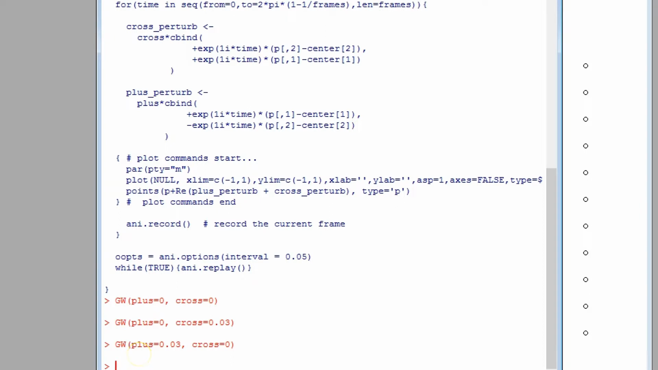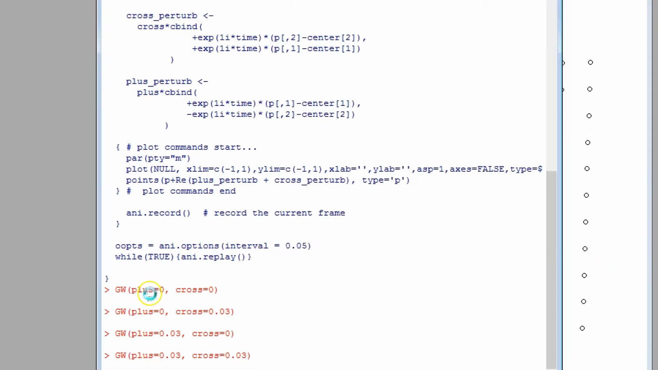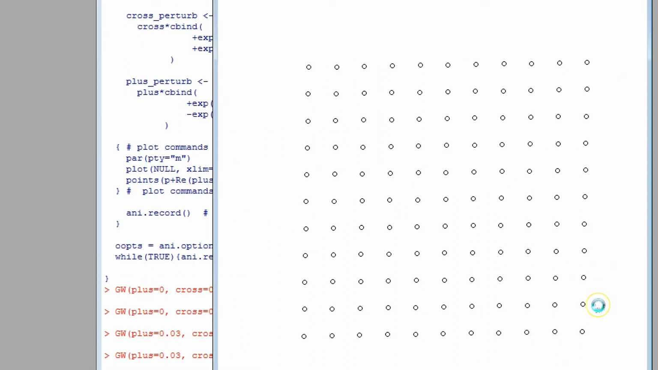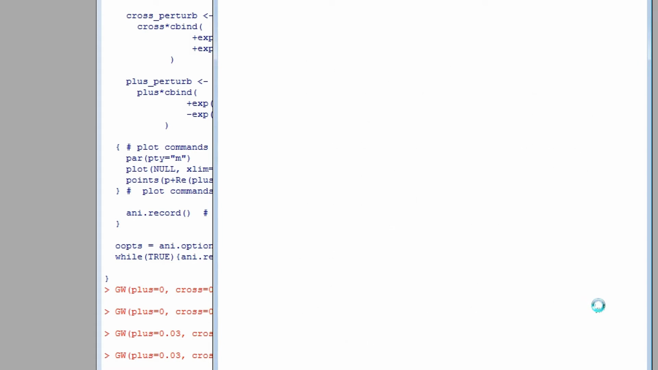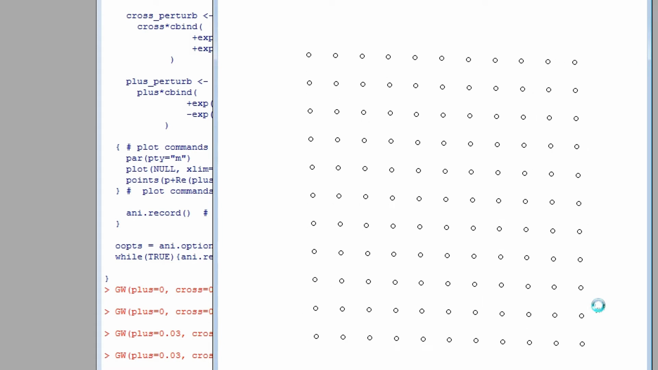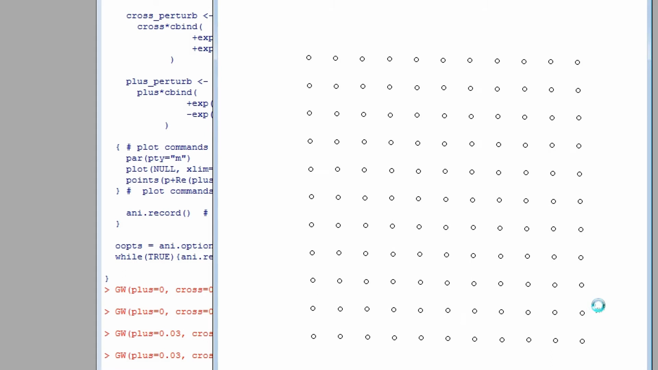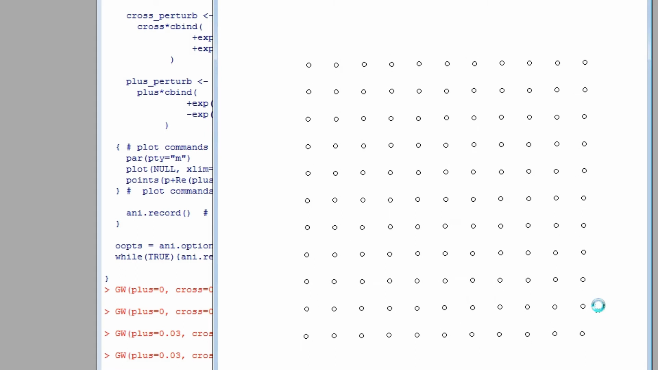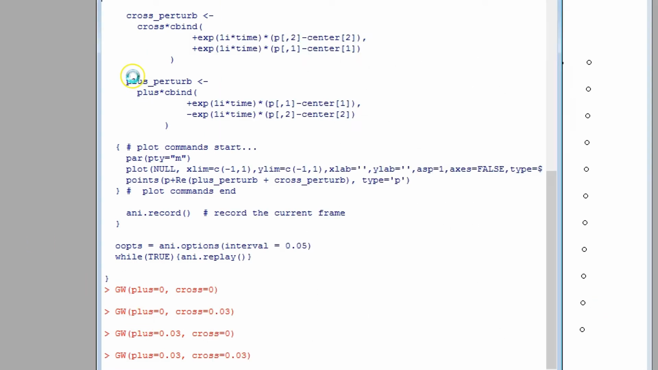And now we can do something. We can add both of these together. We can have two polarizations here, 0.03 and 0.03. Let's have a look at that. And we see something a little bit more, well, it's just a linear superposition of those two things. They're just oscillating in a slightly different direction. There we go. So that's what it looks like.